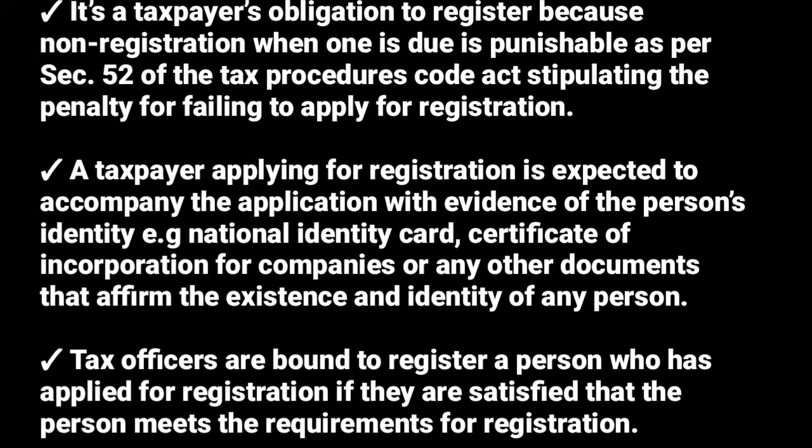And the taxpayer applying for registration is expected to accompany the application with evidence of the person's identity. For example, a national ID, certificate of incorporation in case it is a company, or any other document that affirms the existence and identity of any person. And the tax officers are also bound to register a person who has applied for registration if they have all that is required to be registered.